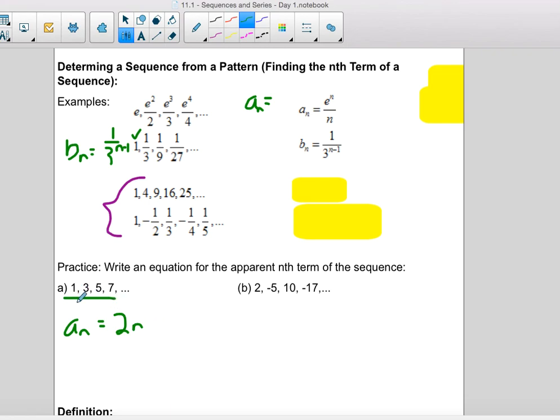This, again, doesn't start with 2, though. It starts with 1. So it's the same difference in each term. I'm just going to subtract 1, and then it resets me to the original term. So now when I plug in 1, I get 2 minus 1, which is 1. Boom. So the first term is 1. Plug in 2 for the second term. 2 times 2 is 4. 4 minus 1 is 3. Oh, there I go. And I'm good, right?